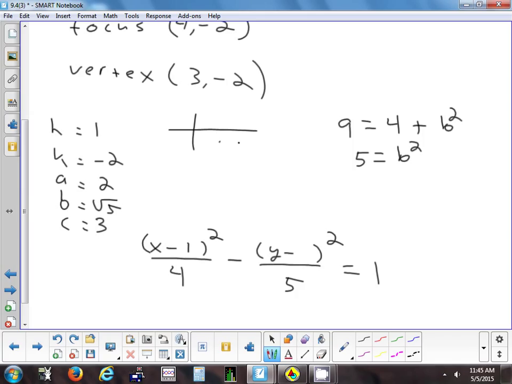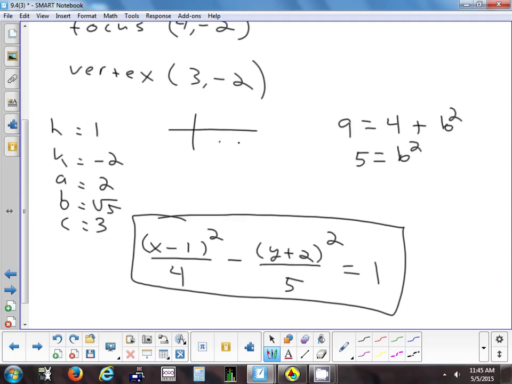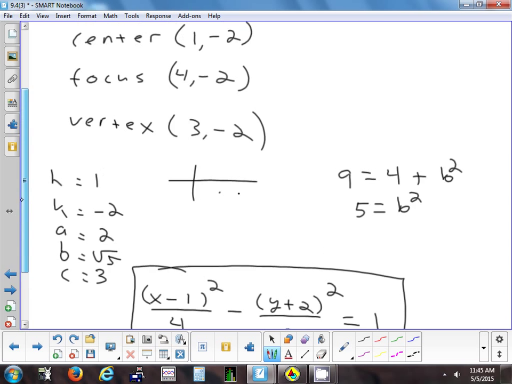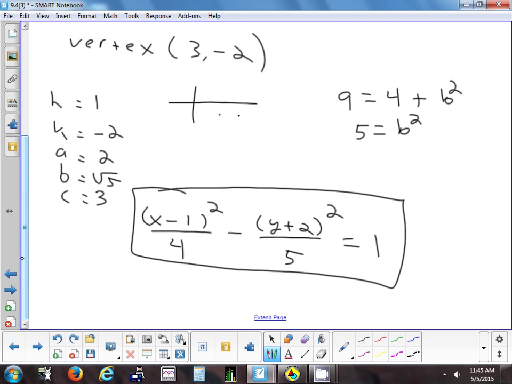K is -2. James? It's going to turn to y plus 2. Right. Instead of writing it as y minus minus 2, just write it as y plus 2. Okay, and there's your equation. Questions on that one?